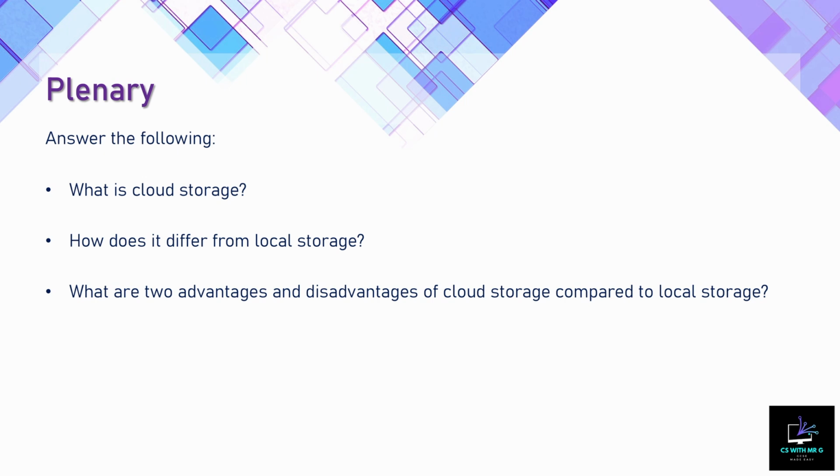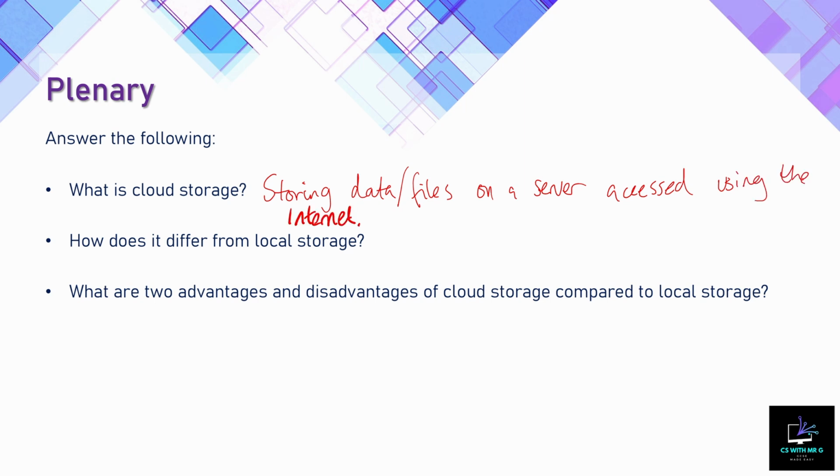So to finish off, give the video a pause, try and answer these questions yourself, at least have a think about it. But firstly, let's have a look at what is meant by cloud storage, which is storing data on a server accessed using the internet. Some of those examples include Google Drive, OneDrive, Dropbox, iCloud. There are many different examples, but a simple definition is storing data files on a server which we access using the internet.